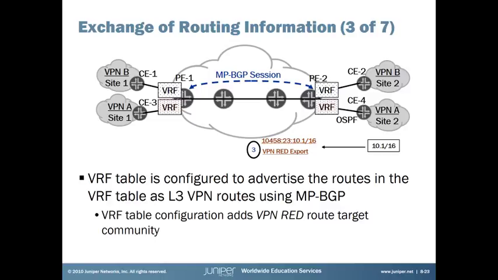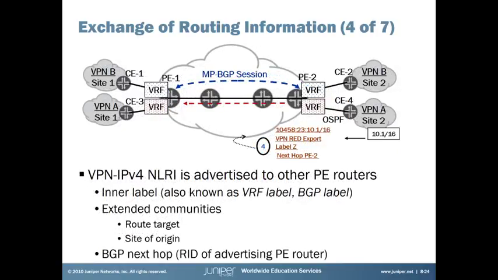So VRF table configuration also adds a route target community to the route. So there's a few things that get added on here. A route distinguisher gets added to the route itself, but a route target gets added into the route as well. So the VPN NLRI is advertised to other PE routers. So that's the RT creating a route target, and you could add, if you want to, a site of origin. So BGP next hop is the router ID of the advertising PE router.